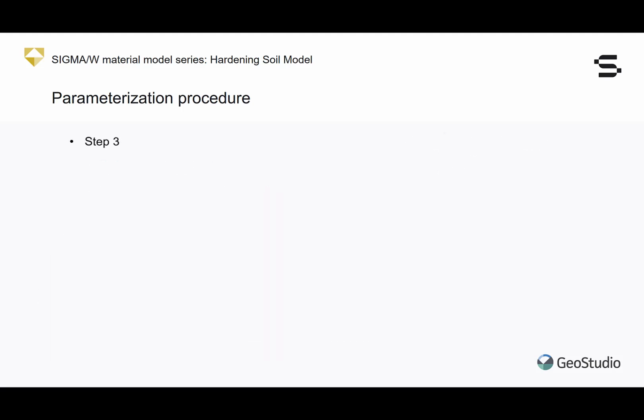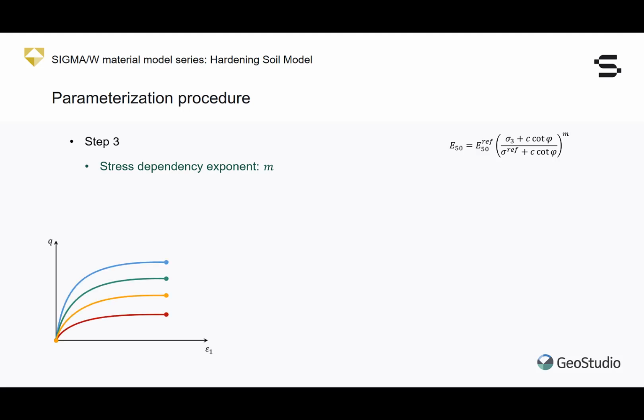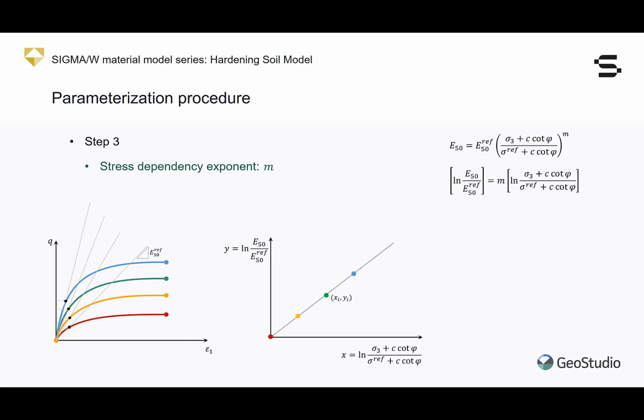In the third step of the procedure, the stress dependency exponent m is estimated. In stress-strain curves of drained triaxial tests with different confining pressures, half-failure stresses are first calculated using the method described in step 2. A new natural log space can then be defined that represents the half-failure stiffnesses of each test in the form of a single point. The point corresponding to the reference test is located on the origin. The stress dependency exponent m is the slope of a trend line that passes through these points.